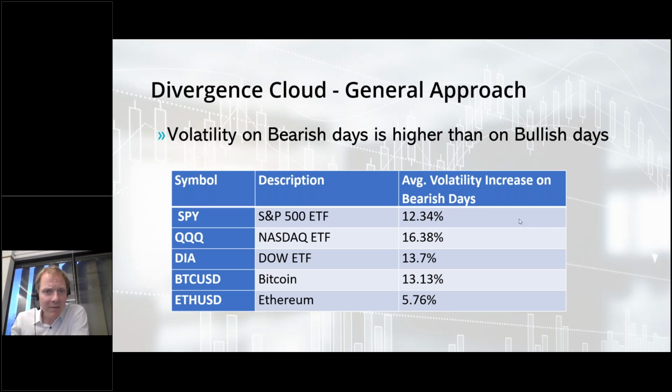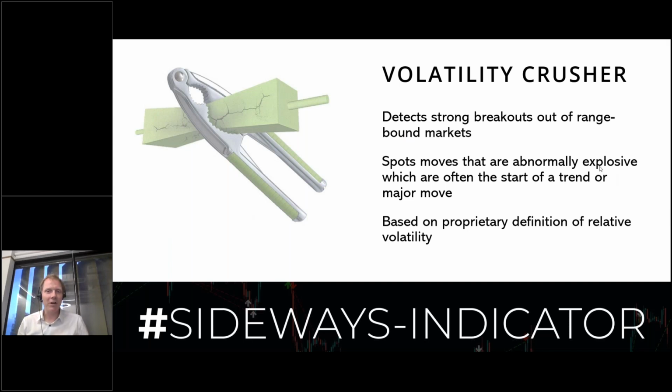All right, and then we have our third indicator, which is called Volatility Crusher, designed to detect breakouts out of a sideways consolidation. For Volatility Crusher, we not only need the breakout, but some other factors such as increased volatility also need to come together. And it turns out if all these factors come together, chances are that price will continue in the direction of the breakout for quite a bit longer. And this is exactly what this indicator bets on.